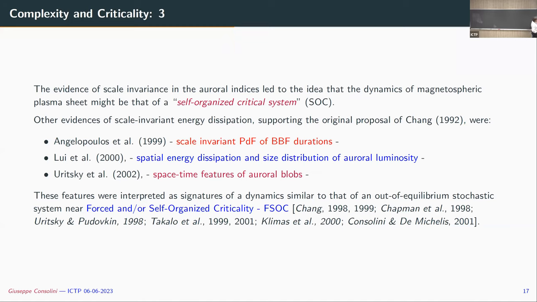The existence of scale invariance in these different phenomena suggested that the dynamics of the plasma inside the magnetospheric and also ionospheric regions can be related to the dynamics of an out of equilibrium system near a critical point. They called it forced self-organized criticality. This name was coined by Tom Chang in order to account for the fact that we have an external driving, so a certain amount of tuning effect could exist in this situation.